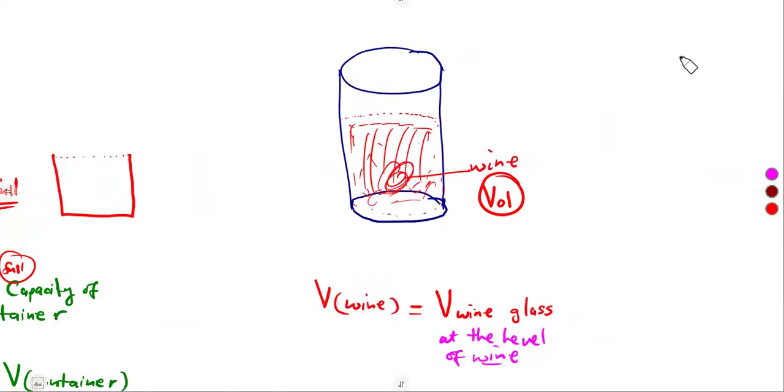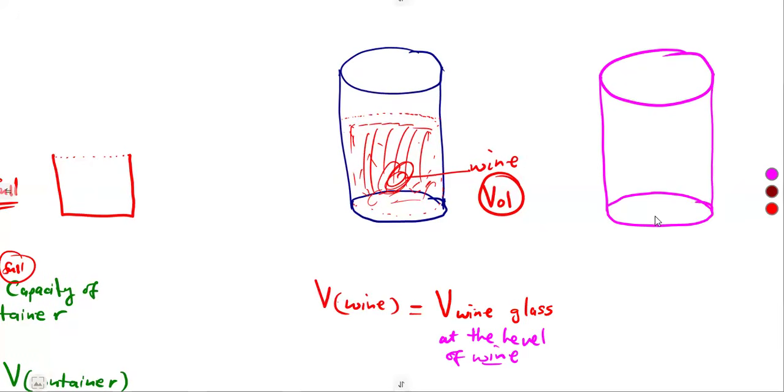When you talk about the volume of the wine glass, we are talking about a cylinder. What is the volume of a cylinder? Pi r squared h. That is when it is full, when the height is at the end. But when the wine was inside, it was inside to a certain height.